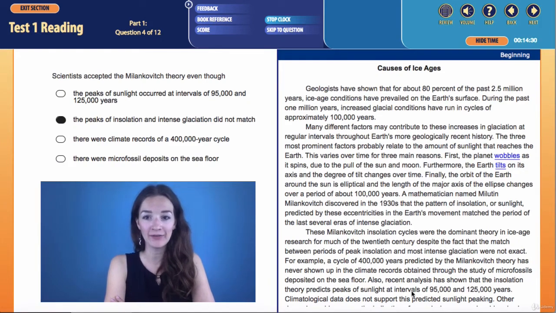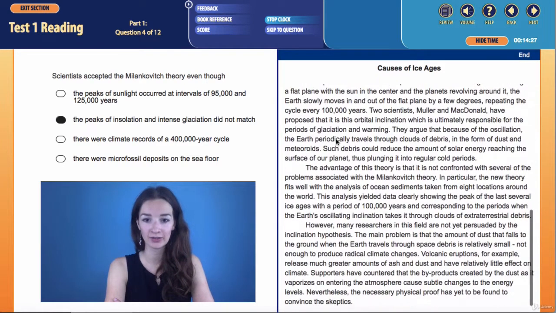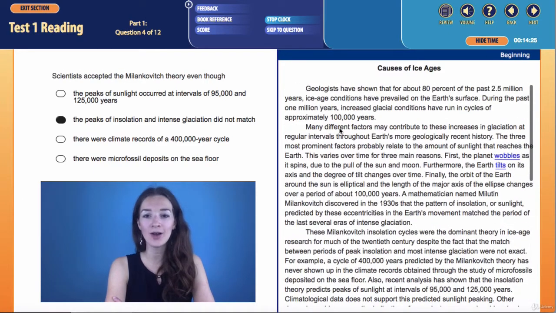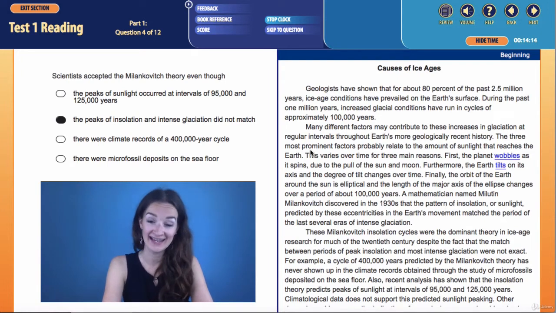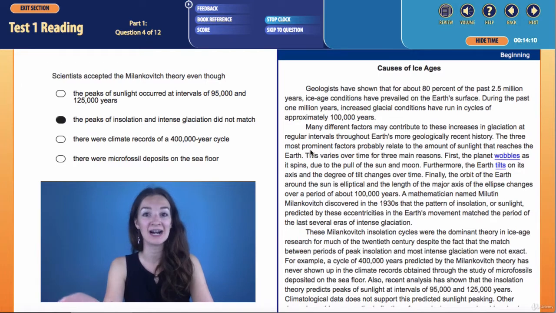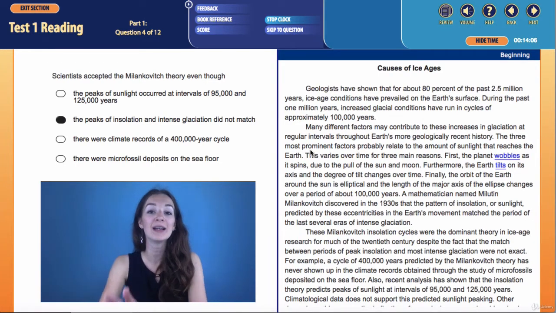Alright, so here we have your text, Causes of Ice Ages. We have this very long thing, and it has a lot of very difficult vocabulary, a lot of very difficult words, and actually a lot of very difficult concepts. Especially if you are not really into science, you're going to have a pretty hard time, because all the texts are about science. It's physics, it's biology, it's chemistry, something complicated and scientific.